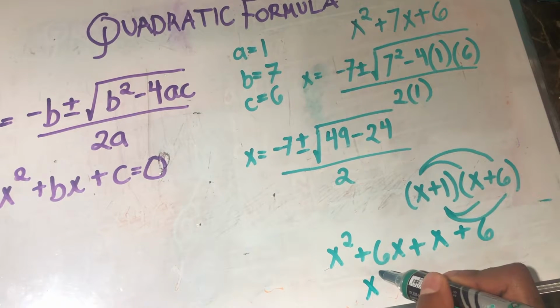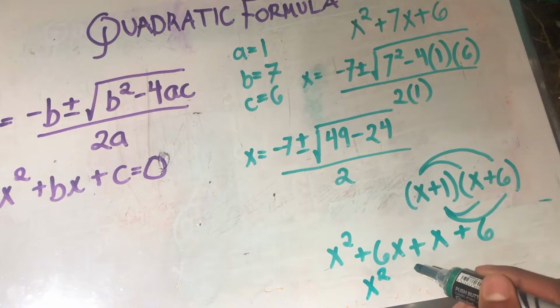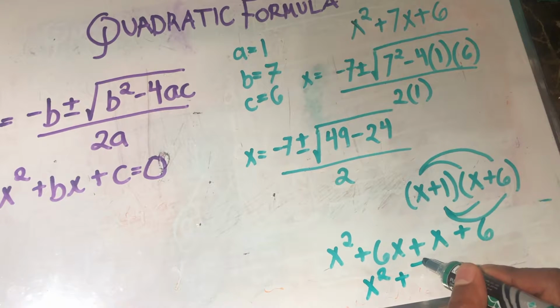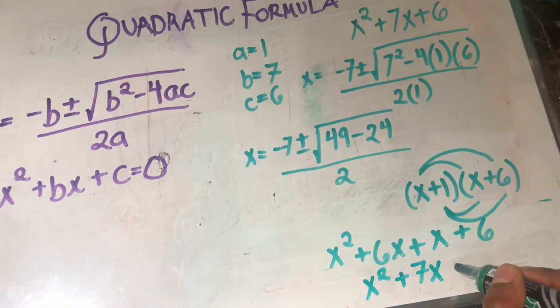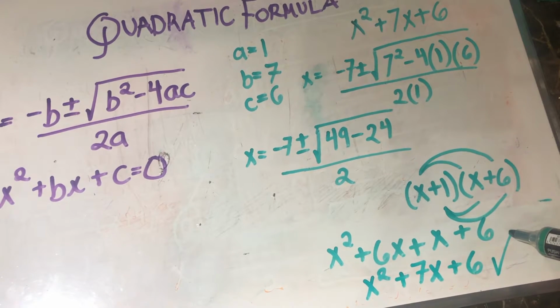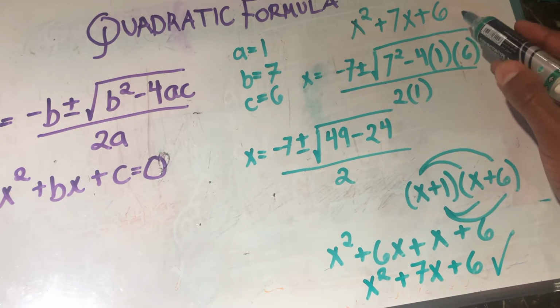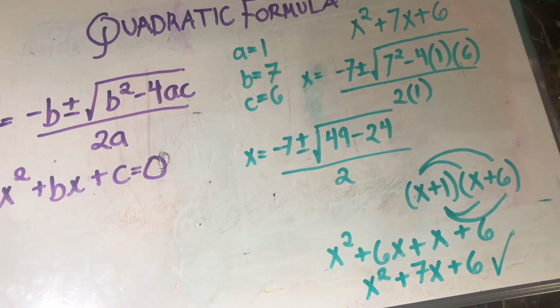Now x squared is just going to stay the same, and then 6x plus x is going to give you 7x, and then the 6 is just left hanging here. And we confirmed that this is right, since this is the equation that we started with in the first place.